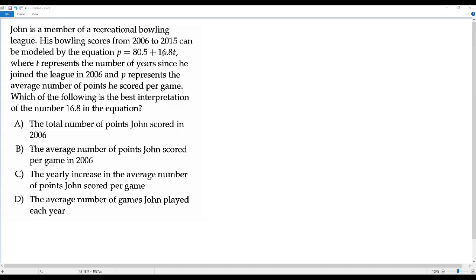Okay, so we have to interpret this number 16.8 in this equation, and T represents the number of years since he joined the league in 2006. P represents the average number of points scored by John per game. When I take T equals 0, that represents the year 2006, the starting value of T, because 2006 is the starting year.